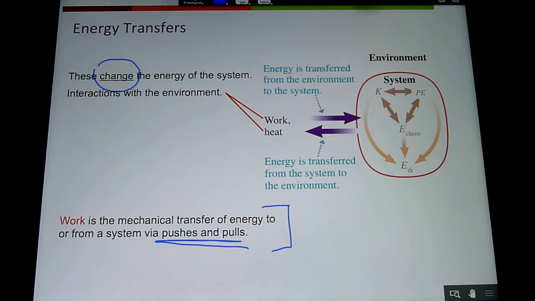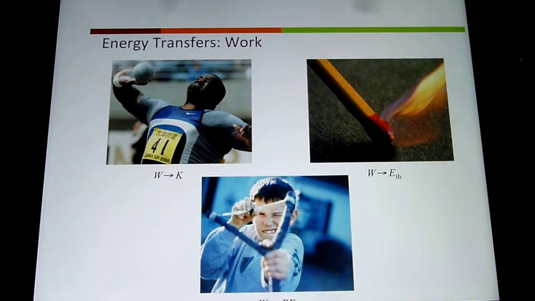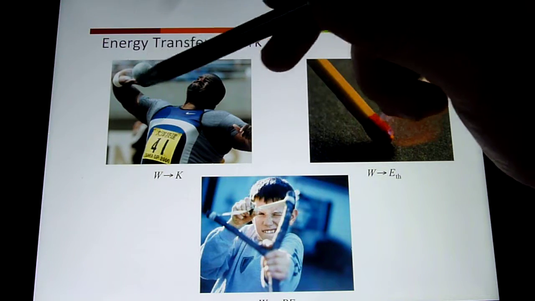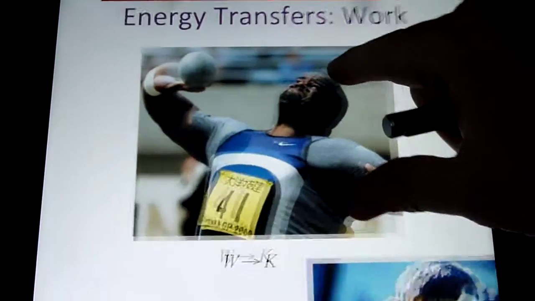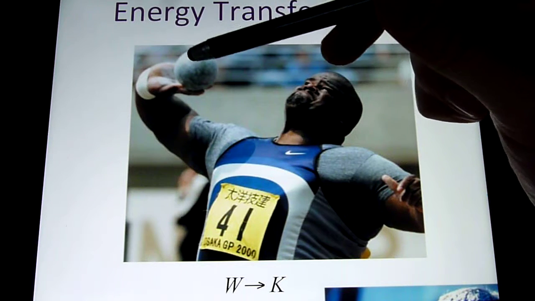That work will change the energy of my system. Now, what could that look like? Looking at some examples will help us see how the energy can change. So I could do work by pushing on this shot put sphere. And as I push on the shot put sphere, I know that I am moving it over a distance.